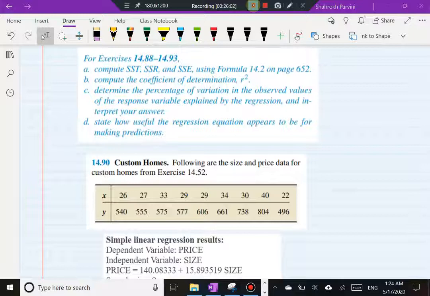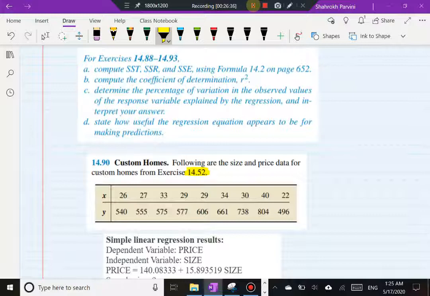Let's take a look at this exercise. We actually looked at this exercise in section 14.2. If you recall, this is the exercise on custom home prices, I believe in Phoenix, Arizona. Exercise number 52 is originally the exercise that we worked in section 14.2. We did fit a regression line through these data points and we got it already, but we just want to work the rest of this exercise in this section.